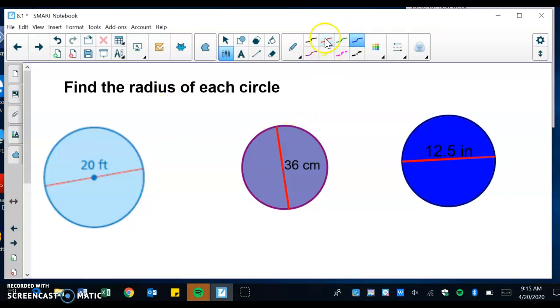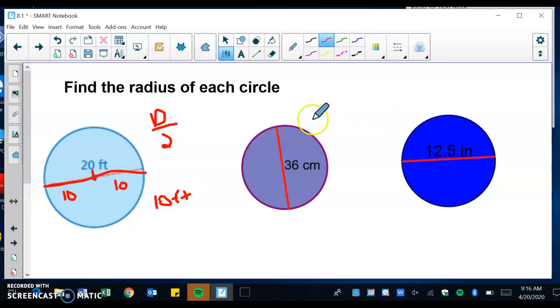So you take this, if this whole entire line is 20 and you only want half of it, you take the diameter and divide by 2. So diameter over 2 is your radius. So 20 divided by 2 would make this radius 10 and the right radius 10. So it divides that in half. So this radius is only 10 feet. You're essentially dividing the diameter by 2.